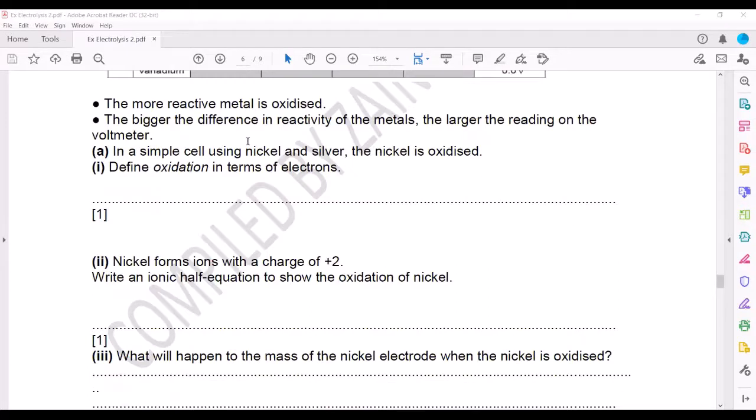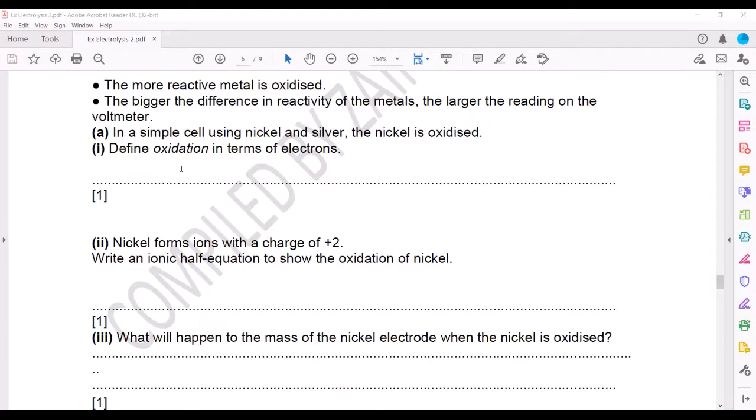So first part, we have to define oxidation in terms of electrons. Oxidation is the loss of electrons. When something loses electrons, we call it oxidation. Nickel forms an ion with a +2 charge. Write an ionic half equation for oxidation of nickel. Oxidation means loss of electrons for nickel. So we have a nickel atom. It changes into a nickel ion by loss of 2 electrons.